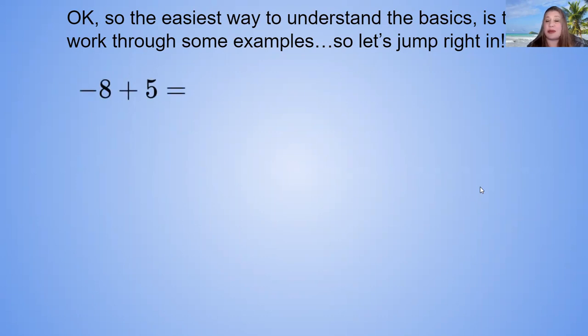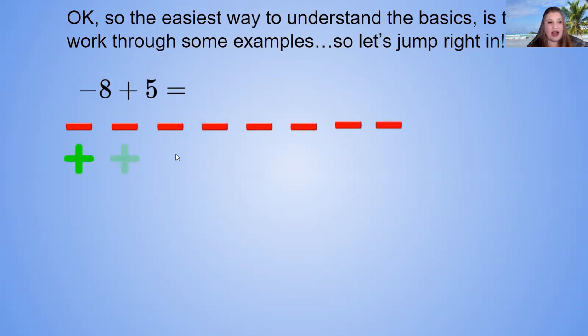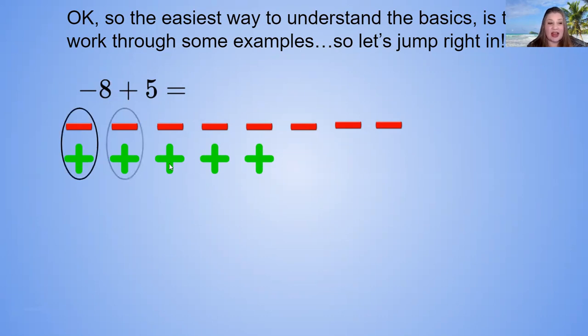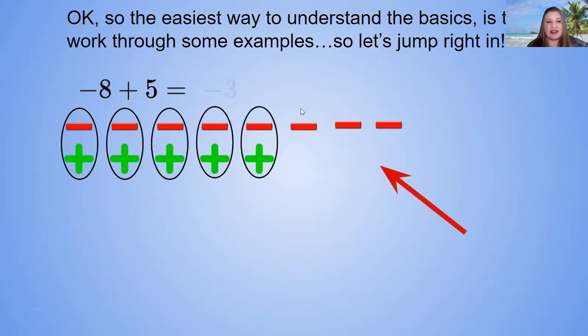Let's start with negative 8 plus 5. Now remember, how would we represent negative 8? Well, we would have 8 negatives. And then how would we represent positive 5? Well, we would have 5 positives. So negative 8 plus 5 is actually, you're going to see here that we created some zeros, a plus and a minus. That's zeroed out, that's zeroed out, that's zeroed out. And so what do we have left? We have negative 3. And so that's your answer. Negative 8 plus 5 is negative 3.